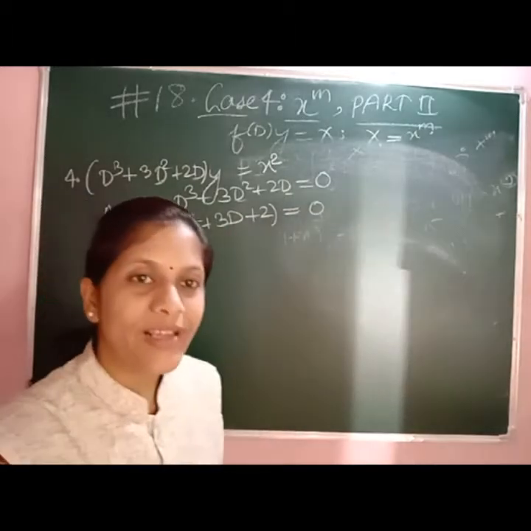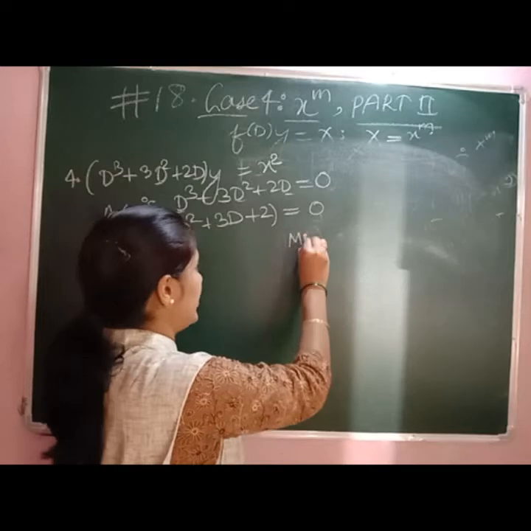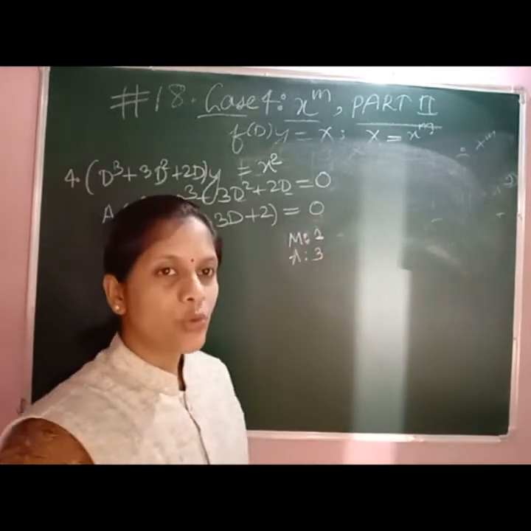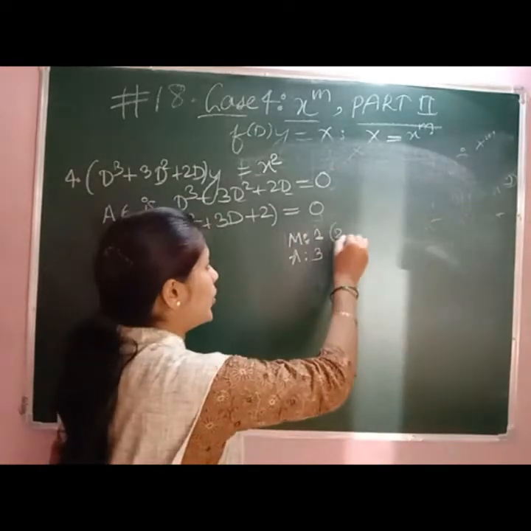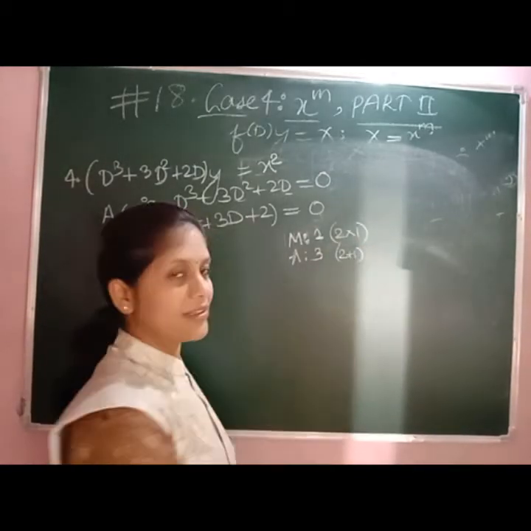So this happens to be a quadratic. What are the factors? Multiplication should give us 2, addition should give us 3. What are the two factors? 2 into 1 is 2, and 2 plus 1 is 3.